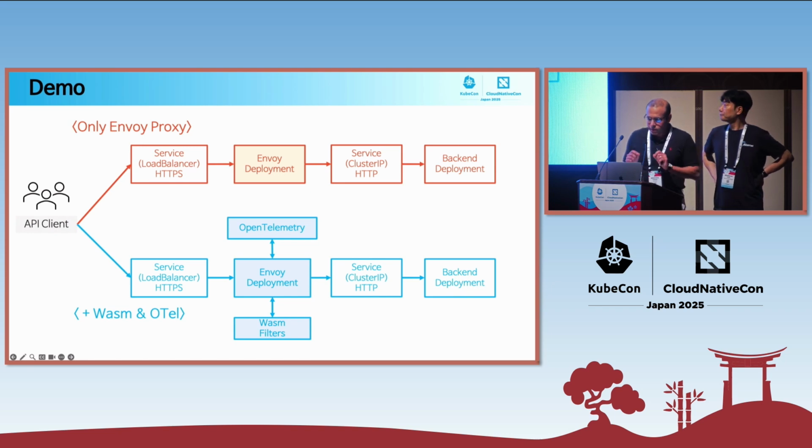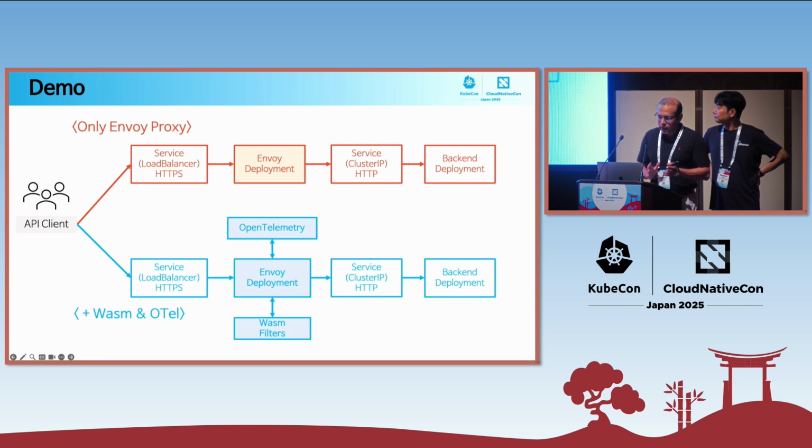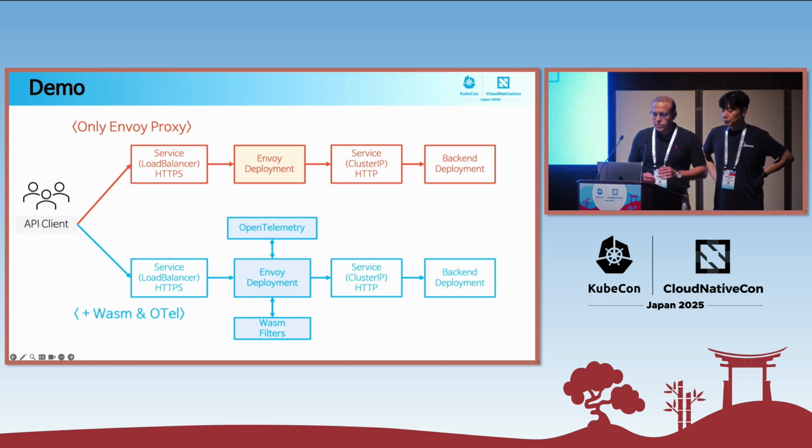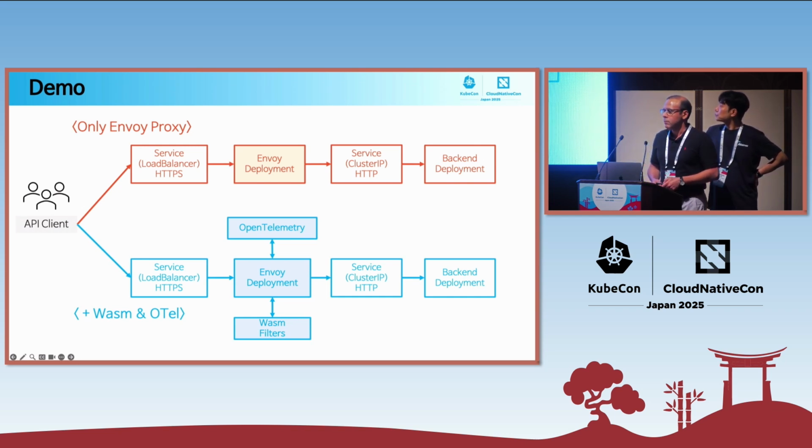I will touch a little bit on the demo that Brandon will walk us through. We'll do a before and after scenario, one without Wasm and OTel. Just a request comes to a load balancer, goes all the way to the back end. With Wasm, I have the opportunity to manipulate or transform the request while getting telemetry with OpenTelemetry every step along the way. With that, I'm going to hand it over to Brandon to walk us through the demo.